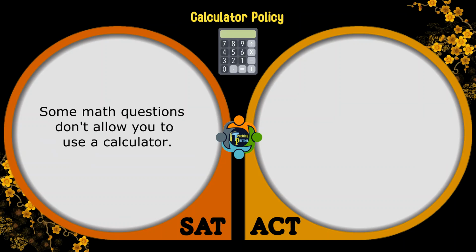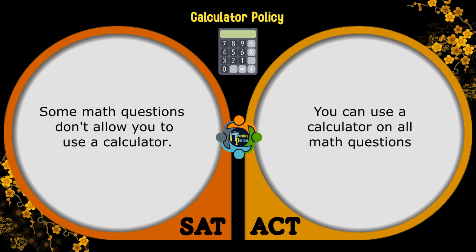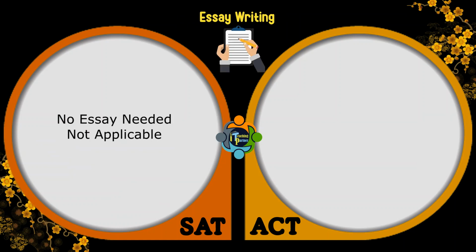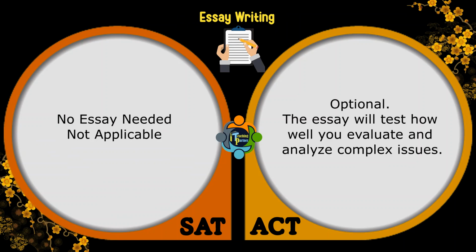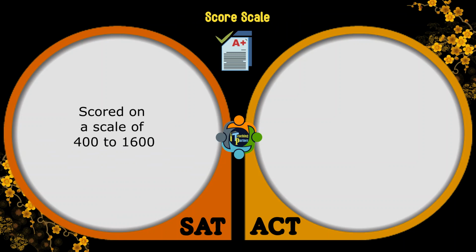If you talk about the calculator policy, in the SAT, some math questions don't allow you to use a calculator, whereas in the ACT, you can use a calculator on all math questions. In terms of essays, there is no essay required in the SAT, whereas in the ACT, the essay is optional. If you talk about how it is scored, the SAT is scored on a scale of 400 to 1600, whereas the ACT is scored on a scale of 1 to 36.